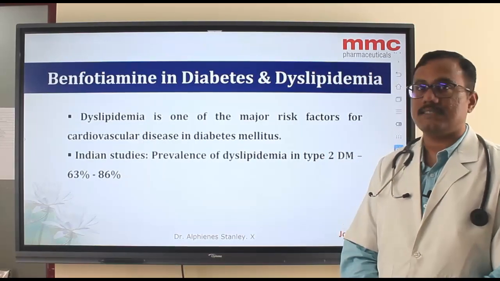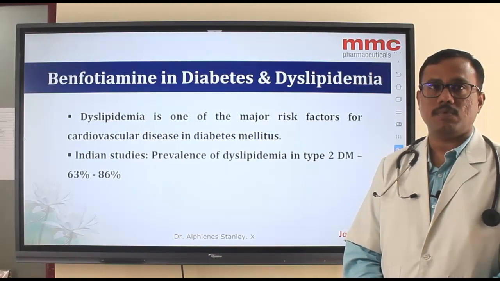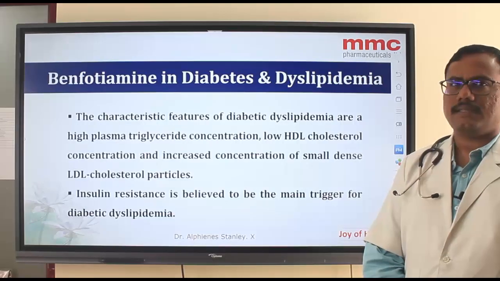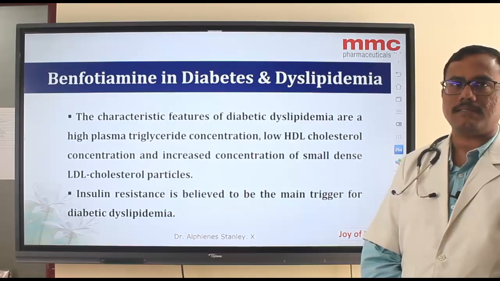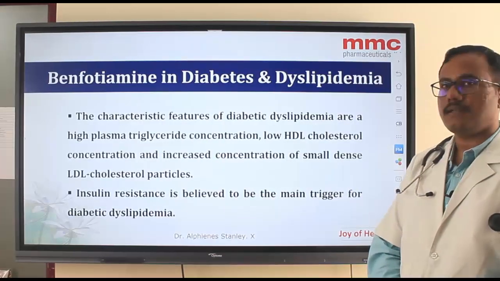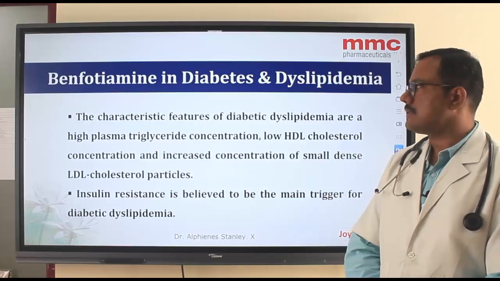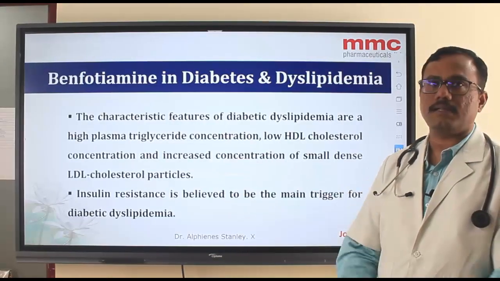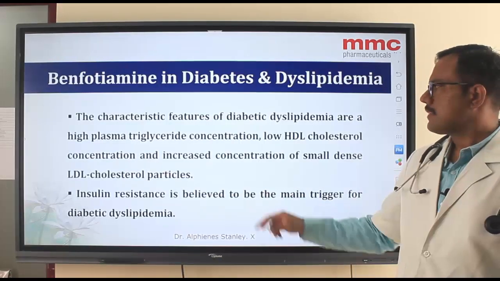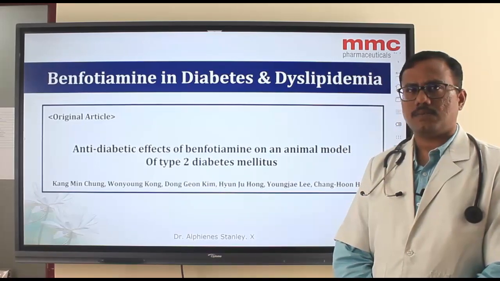So the risk of dyslipidemia and cardiovascular complication is more with type 2 diabetes mellitus patients. The characteristic features of diabetic dyslipidemia are increased plasma triglyceride, reduced HDL and increased LDL cholesterol particles, and the major contributing factor for this diabetic dyslipidemia is insulin resistance. So there are clinical and preclinical research works which were done.